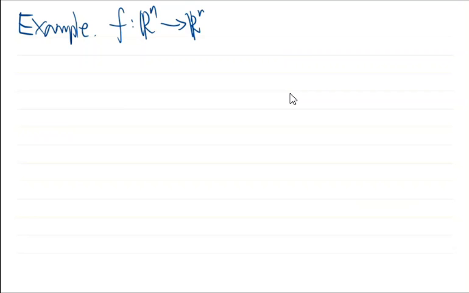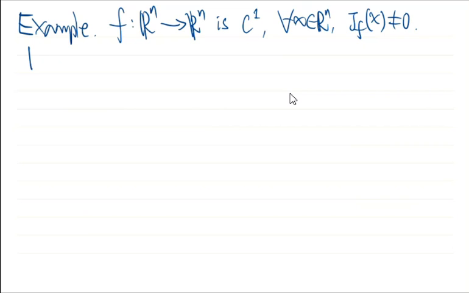We consider a very interesting example. Suppose f is a map from Rn to Rn, which is C1, and satisfies the following conditions. The first condition: for any x in Rn, the Jacobian determinant of f at this point is not zero. The second condition is that the limit, when x goes to infinity, of the norm of f(x) goes to positive infinity.